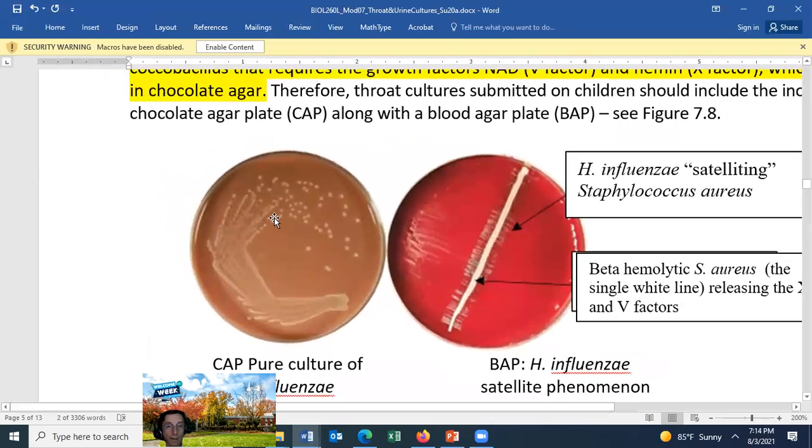Chocolate agar is blood agar where the blood was added when the agar is still very hot. And it's hot enough to lyse the blood. And that makes the agar turn brown, looking like chocolate. That's why they call it chocolate agar.